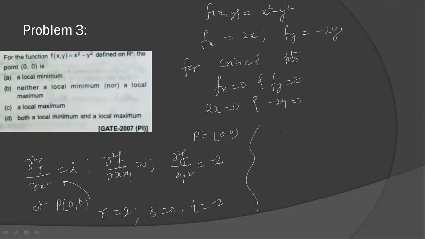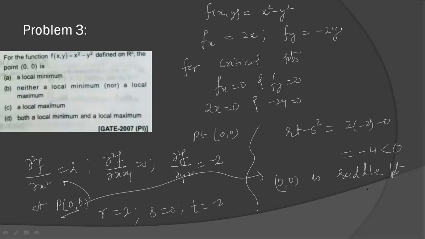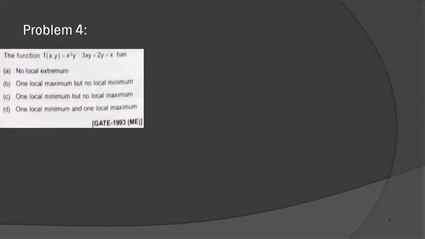Now rt minus s square: 2 times minus 2 minus 0, this is minus 4, less than 0. It means (0, 0) is a saddle point. Firstly (0, 0) was a stationary point, but now it becomes a saddle point, meaning neither maxima nor minima at (0, 0).